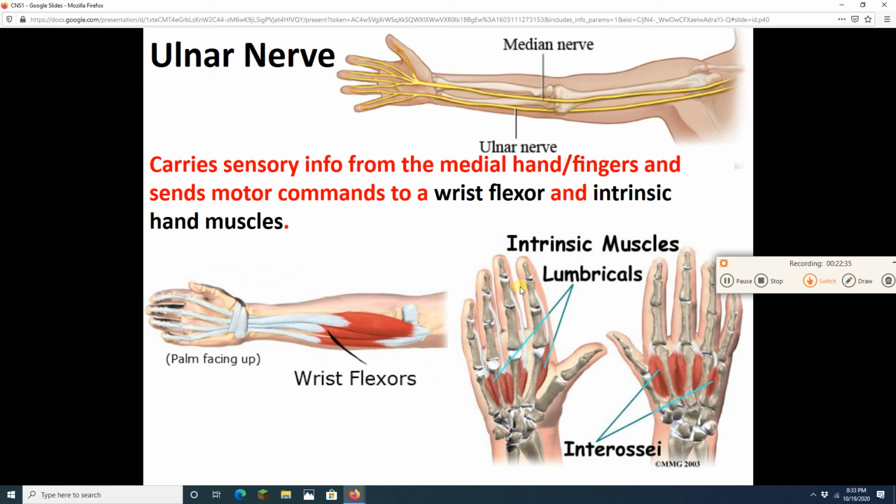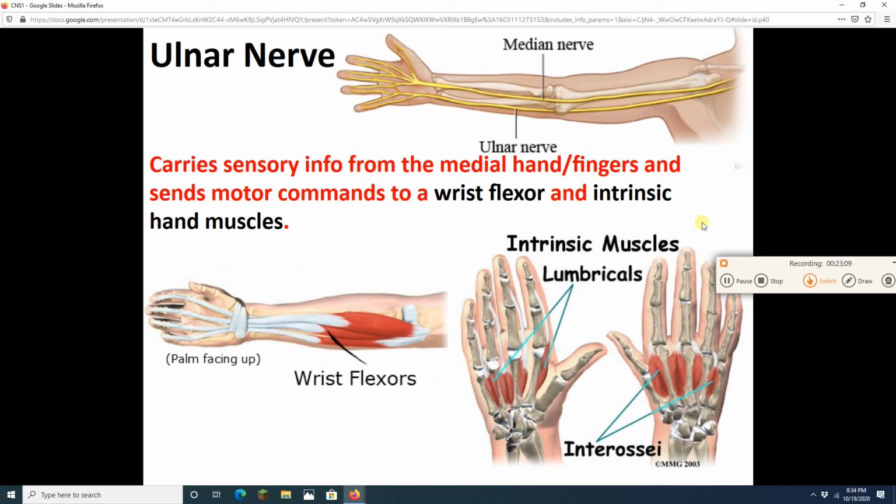and your middle finger. So, ulnar nerve, medial hand and fingers, motor commands to wrist flexor and intrinsic hand muscles. You want to test somebody's ulnar nerve, you can have them hold a dollar bill, maybe a $20 bill, between just their index and their middle fingers, and you try and snatch it away from them. That is how you'll test your ulnar nerve. Okay? All right. That's it for the brachial plexus, guys.